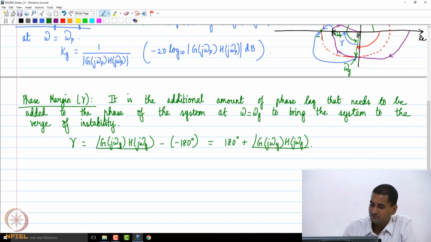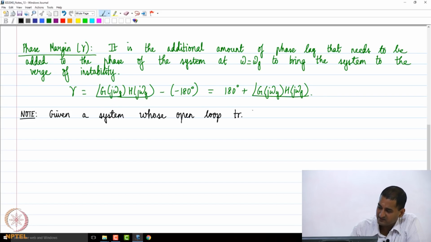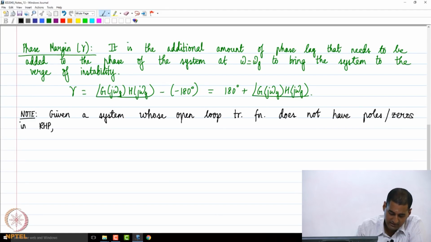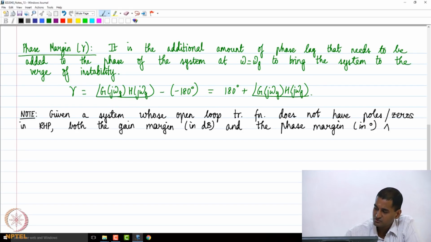Is it clear? Okay. Now, typically, this is a note. For a given system whose open loop transfer function does not have poles or zeros in the RHP, both the gain margin in decibel units and the phase margin in degrees should be positive.